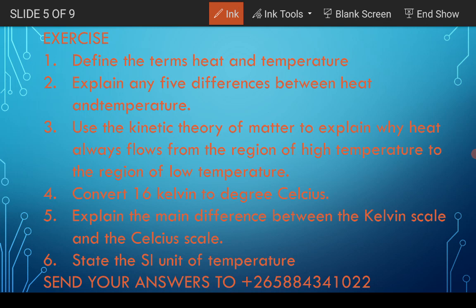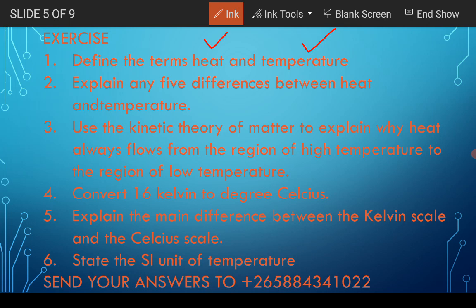The first one, we are saying define the term heat and the temperature. When we were looking at the differences between heat and temperature, we said that we can use definitions to distinguish heat from temperature. You may not have to copy the definitions given. You can try to define these concepts in your own way, the way you understand, without, of course, changing the meanings of the concepts. So define the terms heat and temperature.